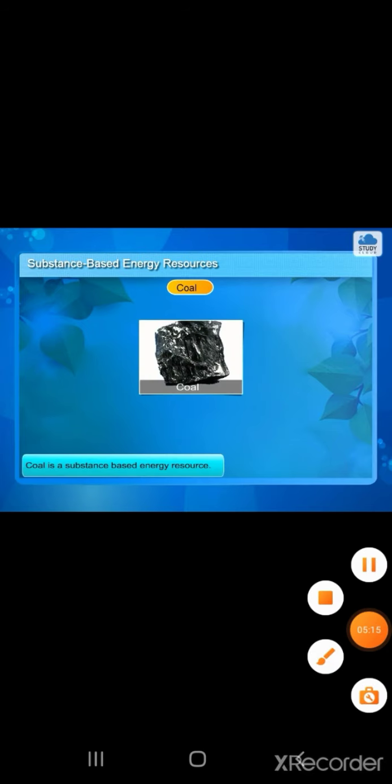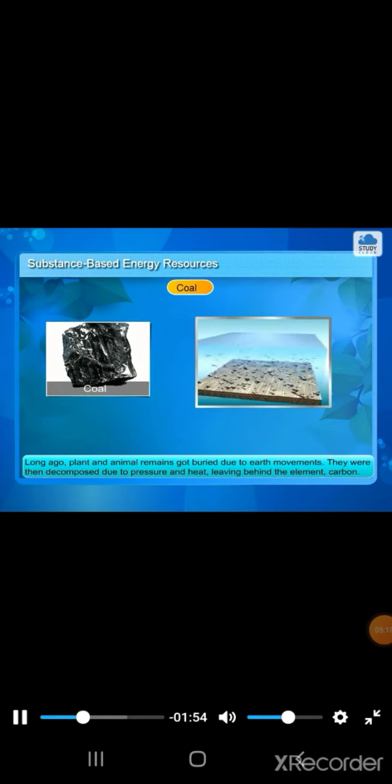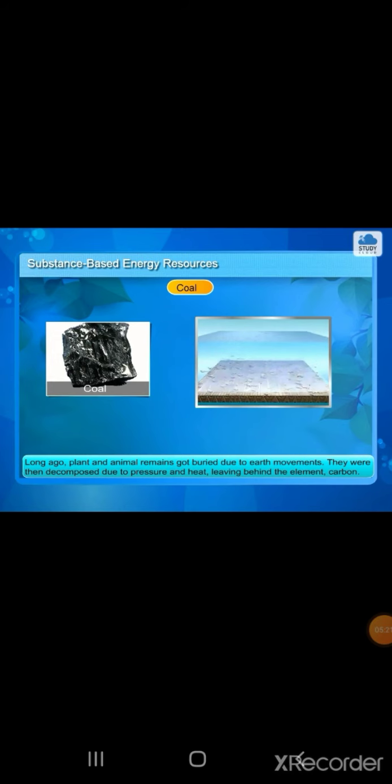Coal. Coal is a substance-based energy resource. Long ago, plant and animal remains got buried due to earth movements. They were then decomposed due to pressure and heat, leaving behind the element carbon. That is how coal was formed.